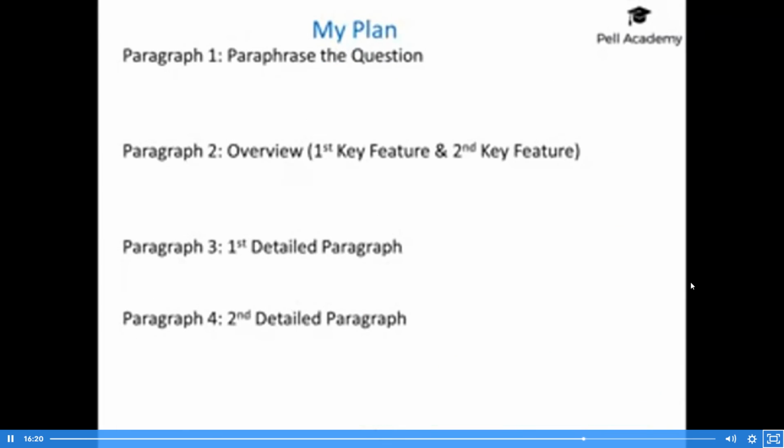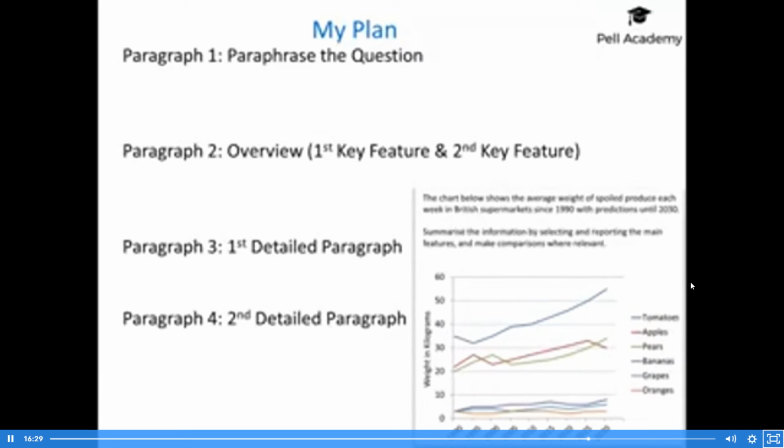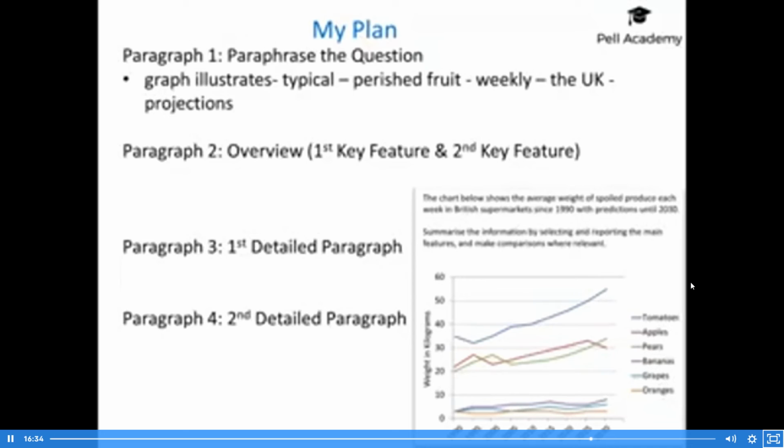Right, so I'm going to just show you what my plan would look like for this question. So to paraphrase the question, I'm basically just running through it and seeing which words I'm confident with. So the chart shows will become the graph illustrates. I mean, this is just a given. They say chart, I'm going to say graph. They say graph, I'm going to say chart. They say shows, I'm going to say illustrates, and so on. So we're just going to swap these words in and out every time.